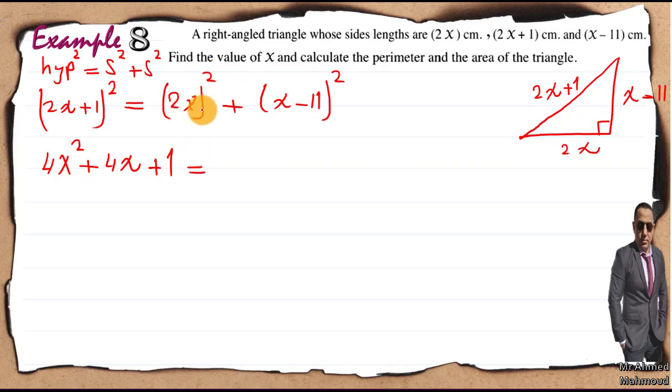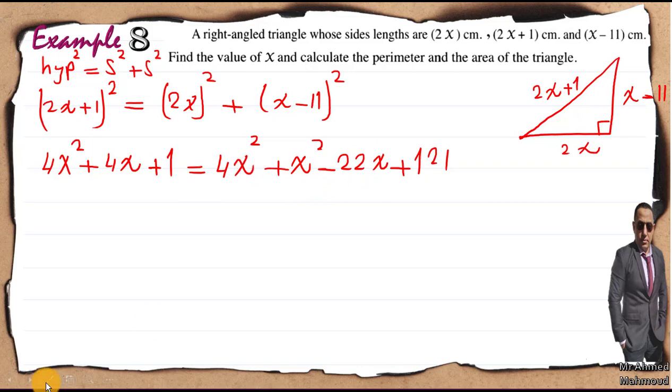Equals 2x all power of 2, 4x power of 2, because I distribute the power among 2 and x. Here, x minus 11 all power of 2. First power of 2, x power of 2. Second power of 2, negative 11 power of 2, positive 121. 2 times first times second, 2 times x times negative 11, negative 22x.